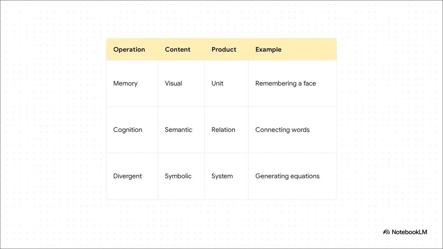Let's ground this a bit to see exactly how it works in practice. If we intersect the operation of memory with visual content and a unit product, what do we get? A highly specific skill, remembering a specific face in a crowded room. Or take cognition of semantic relations. That's just understanding the connection between 2 spoken words. If you apply divergent production to symbolic systems, you are essentially brainstorming multiple, complex mathematical equations. Every single block in that 180-piece cube represents a highly specific, real-world skill.